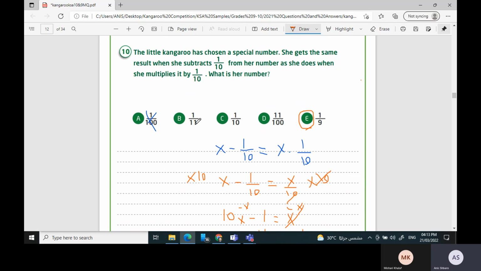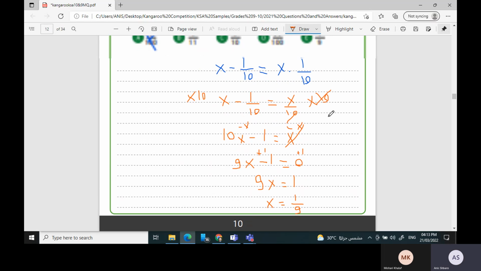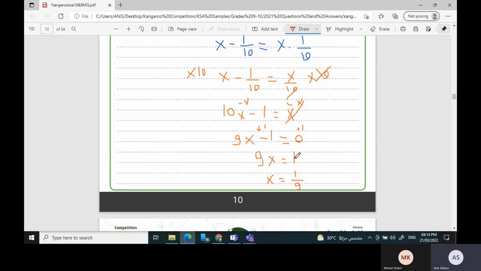1 over 11 is smaller than 1 over 10, so directly we can remove it. 1 over 10 minus 1 over 10 is equal to 0, but two positive numbers multiplied with each other will never get 0, so I'm going to remove it. Then you can try 11 over 100 and 1 over 9. If you tried these two, of course, E will be the right answer. 11 over 100 minus 1 over 10 is equal to 1 over 100. But if we multiply 11 over 100 by 1 over 10, we will get 11 over 1000, which is not equal. Okay, that's all on this exercise. It's an easy one also.